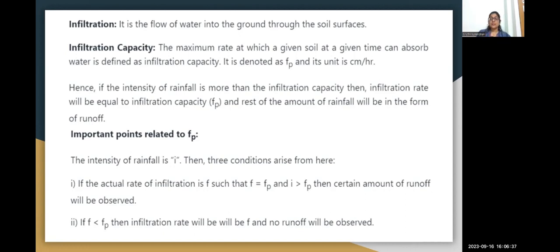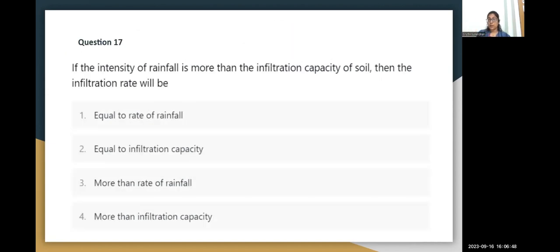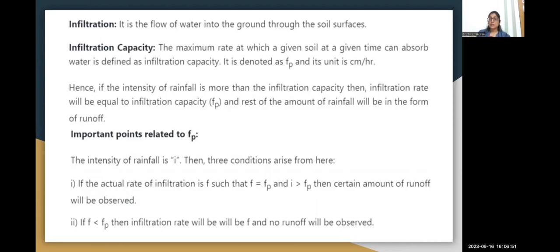Now here the question that was asked is, what if the intensity of rainfall is more than the infiltration capacity of soil? When rainfall is occurring at a rate higher than the infiltration capacity of the soil, then only that much water will enter. If the intensity of rainfall is 5 centimeters per hour and the capacity is 3 centimeters per hour, water will only be able to enter at 3 centimeters per hour maximum. The 2 centimeters per hour will stand on the surface itself and flow off as runoff.